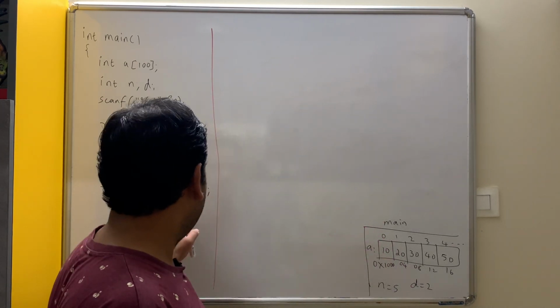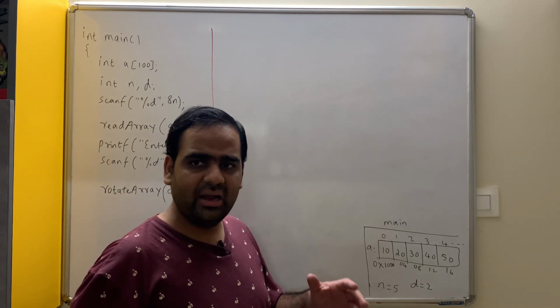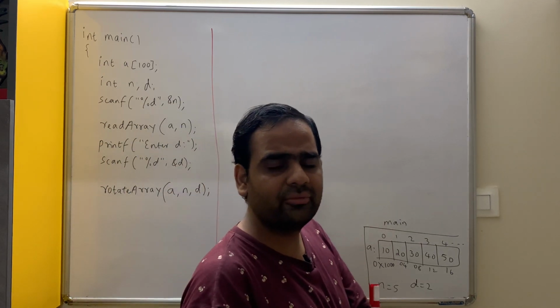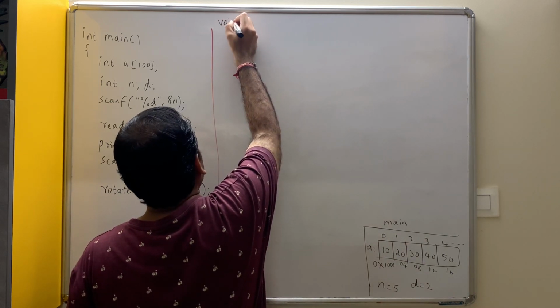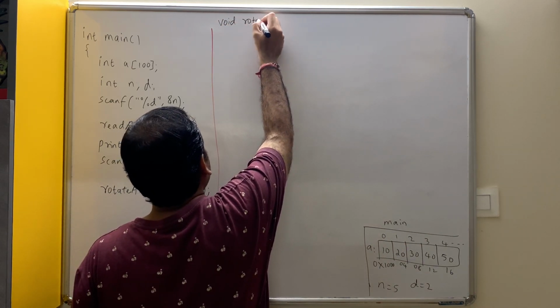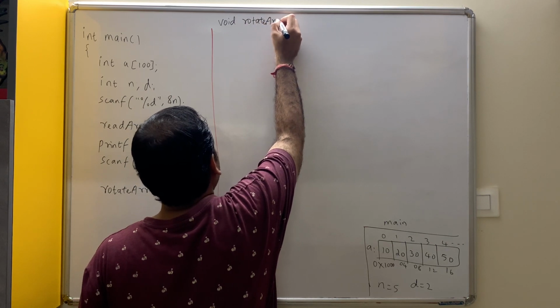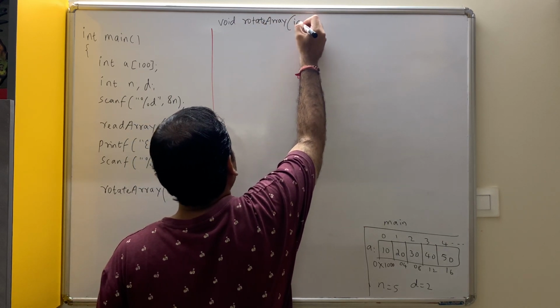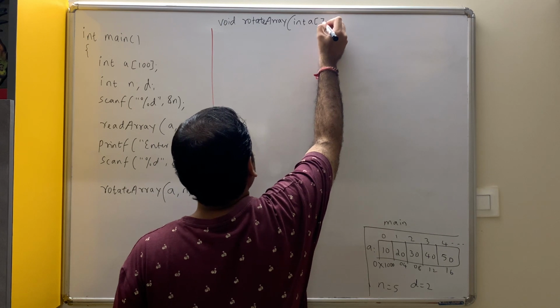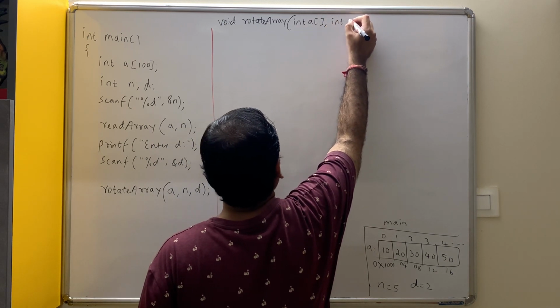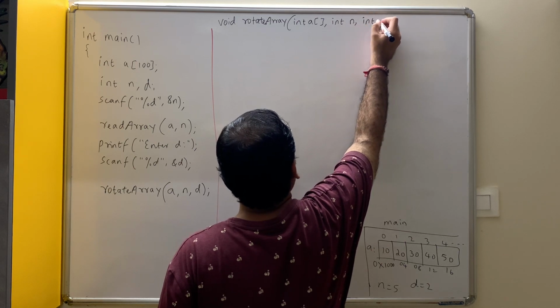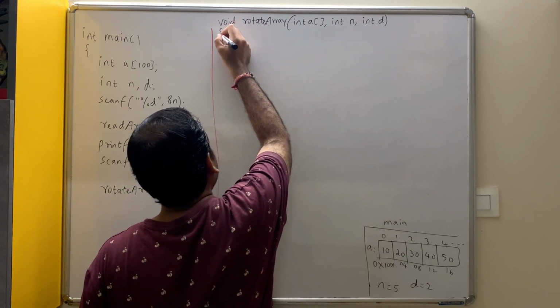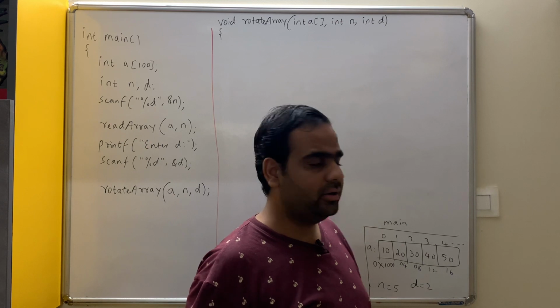Is that okay? Now let us try to write that function, and as of now let the return type of the function be void. The function name is rotate array. The first parameter is an integer one dimensional array. The next parameter is integer n, and the last parameter is the rotation factor d.